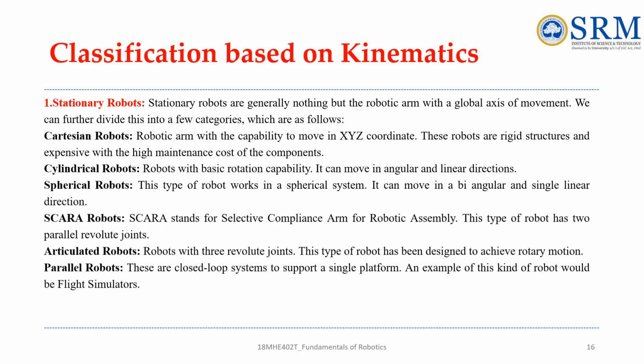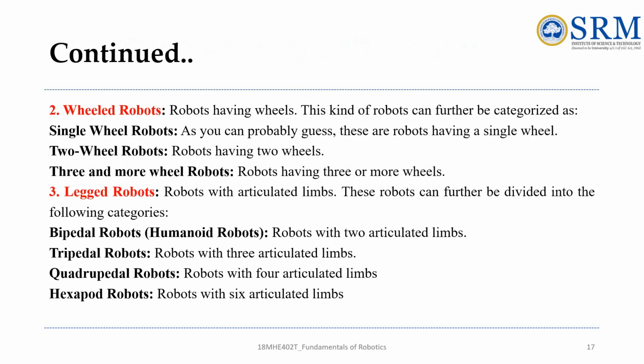Next is SCARA robots. It is a selective compliance arm for robotic assembly with two parallel revolute joints. Articulated robots have three revolute joints to achieve rotary motion. Next, parallel robots. These are closed loop systems that support a single platform like flight simulators. Okay, so these are stationary robots. And next we'll see about wheel robots and leg robots.